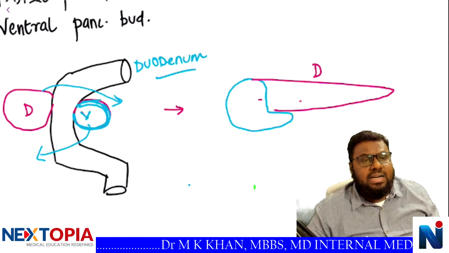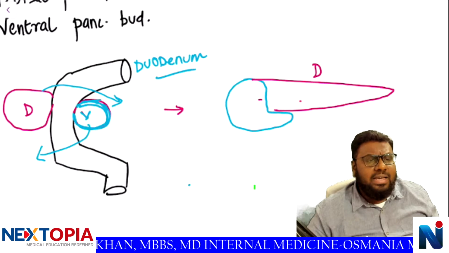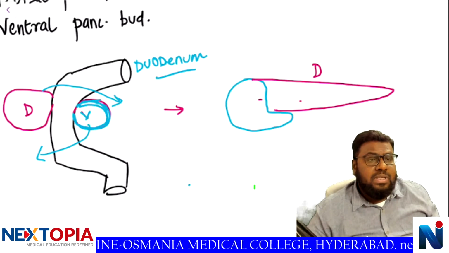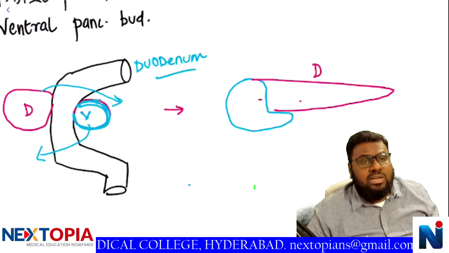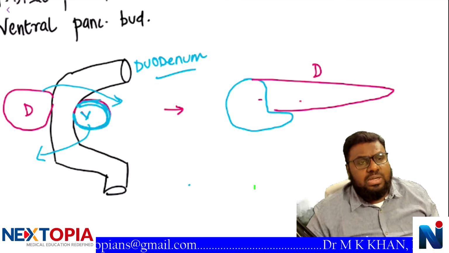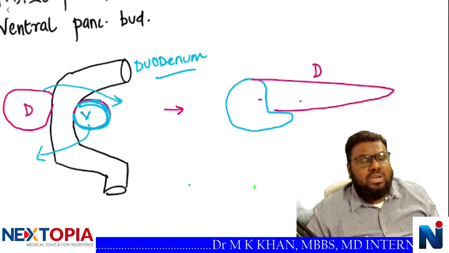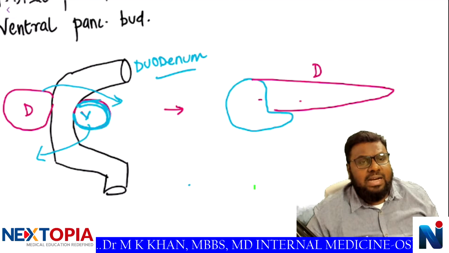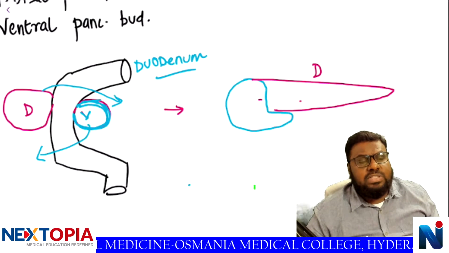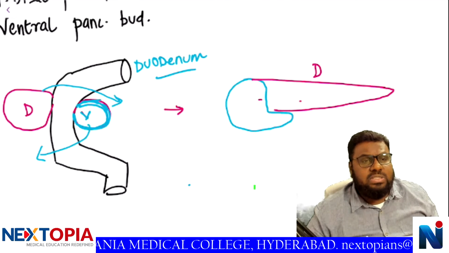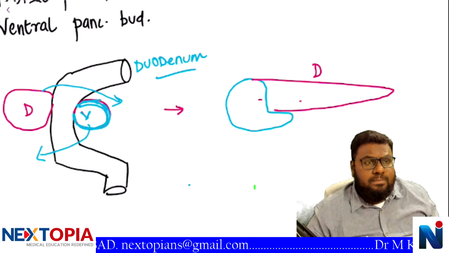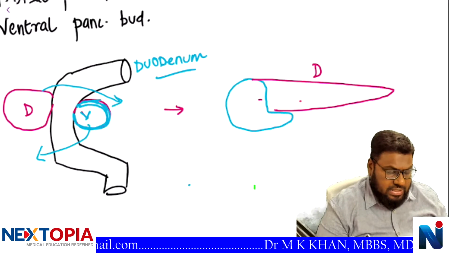Whereas the main pancreatic duct, which is formed by the distal portion of the dorsal pancreatic duct, crosses the midline, and its proximal part opens into the ventral duct. The main pancreatic duct opens into the major duodenal papilla. The accessory pancreatic duct, which is formed by the proximal portion of the dorsal pancreatic duct, opens into the minor duodenal papilla. It's something like this.